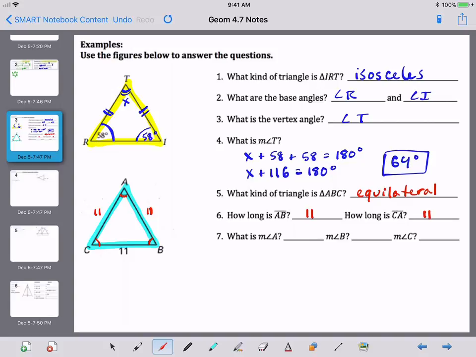Now, to figure out the degrees in an equilateral triangle, what we know is that they all add up to 180, and they're all the same. So if we say 3x equals 180 degrees, if you divide that by 3, you end up with 60 degrees. So the measure of angle A is 60, the measure of angle B is 60, and the measure of angle C is 60. And they all add up to 180, and they're all the same.